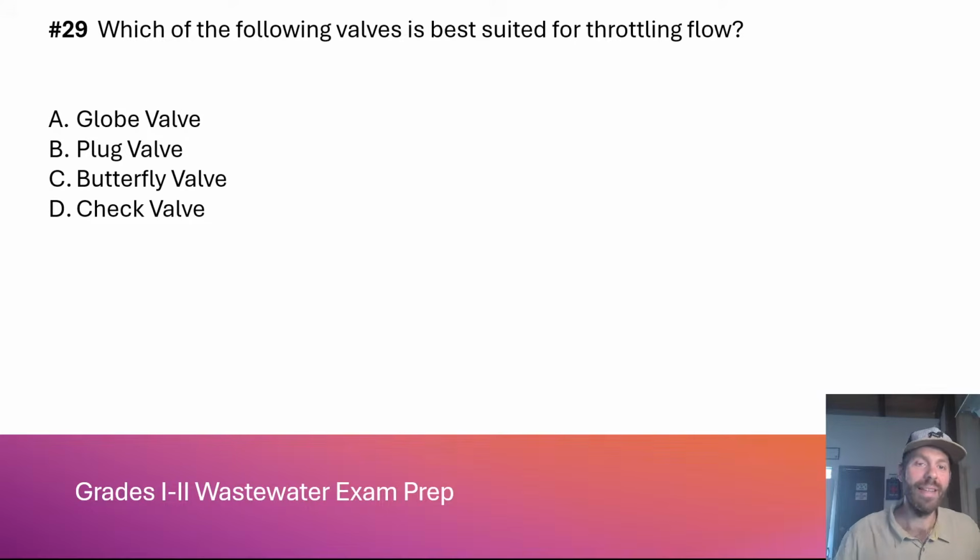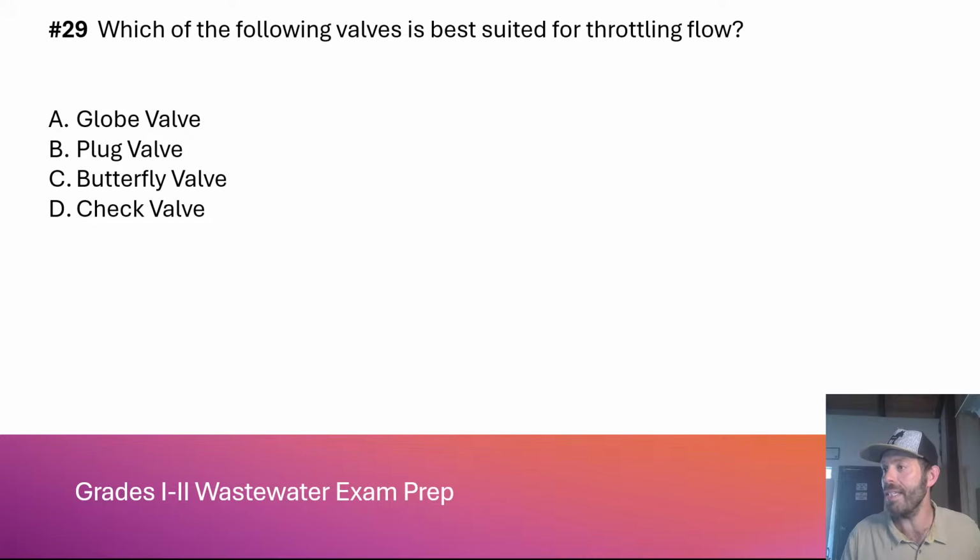Number 29, this is a favorite, okay? Because 2 of these valves can be used to throttle flow. But my question for you is, which of the following valves is best suited for throttling flow? A, a globe valve, B, a plug valve, C, a butterfly valve, D, a check valve. And this is a best answer situation.